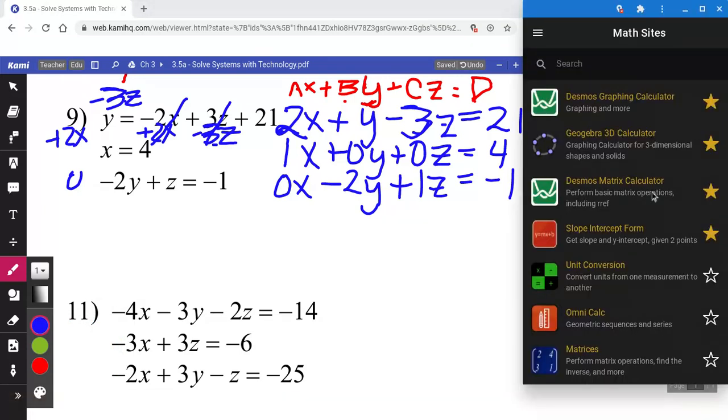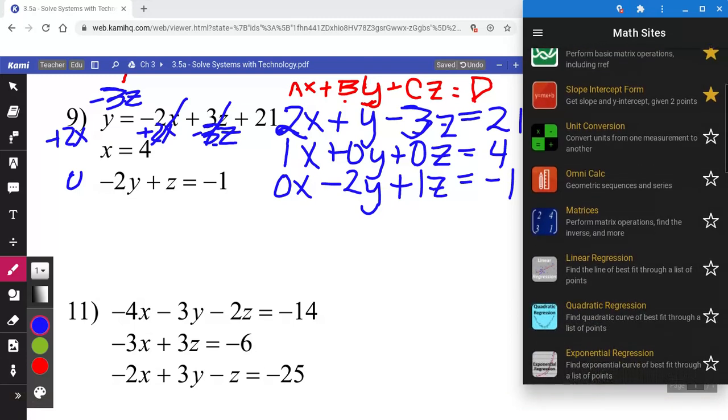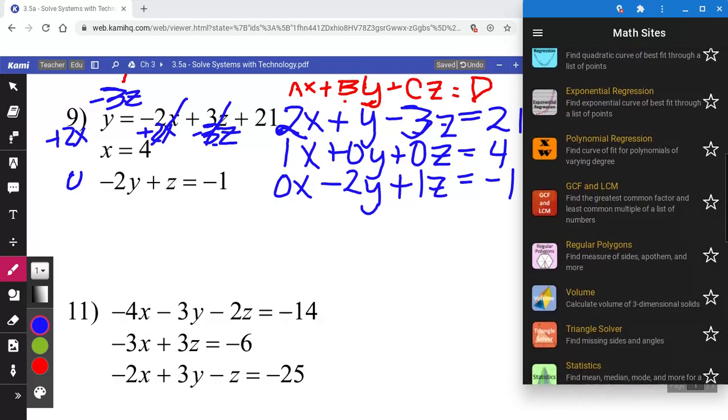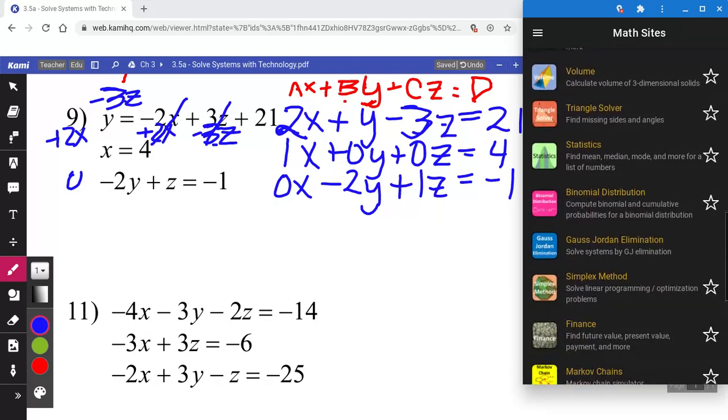So if you go back to your sites list, your math sites, and you scroll down to the one that says Gauss-Jordan Elimination. Okay, that's the one we need, Gauss-Jordan Elimination.